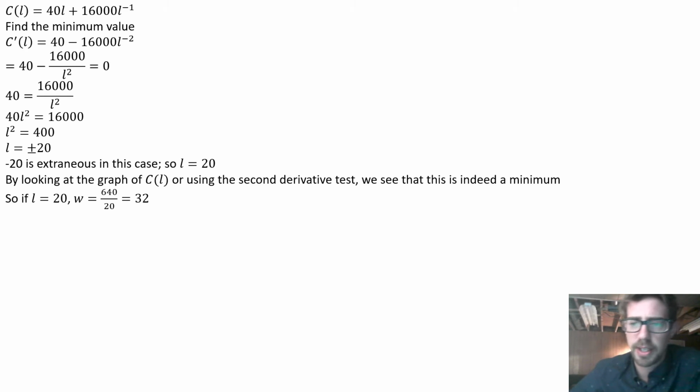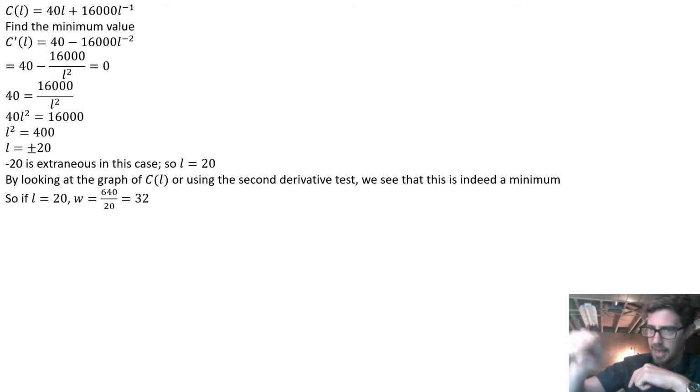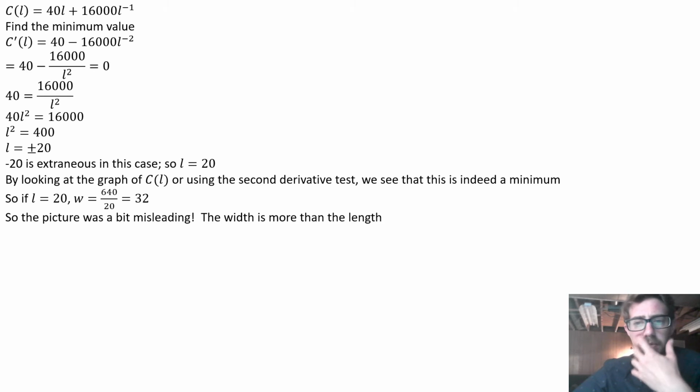And then we usually want to get a little more information. If L is 20, you can just go back and use our equation for W in the first place. W is 640 over 20, which is 32. So if you think about it, my picture was bad. The ends are actually going to be longer than the top, so they're going to be pretty tall, skinny kennels, right? But we didn't know that, because of the variable cost of the sides and stuff.